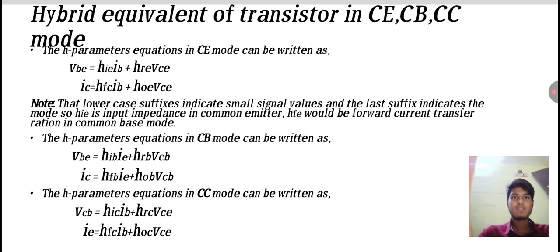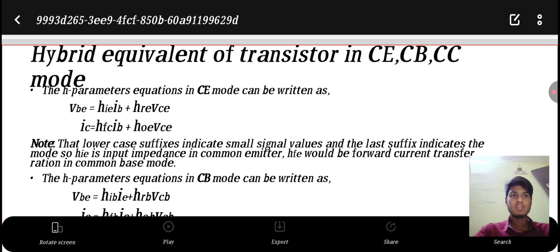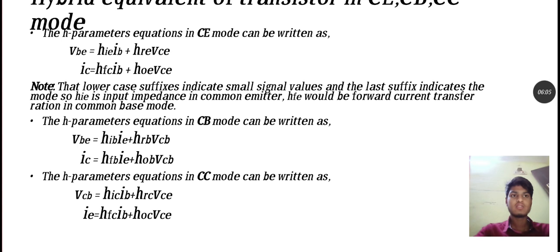The H parameter equations in CE mode can be written as VBE equals HIE IB plus HRE VCE, and IC equals HFE IB plus HOE VCE. In CE mode, common emitter mode, the lowercase suffix indicates the small signal value and the last suffix indicates the mode. So HIE is the input impedance in common emitter, and HFE is the forward current ratio of the transistor.